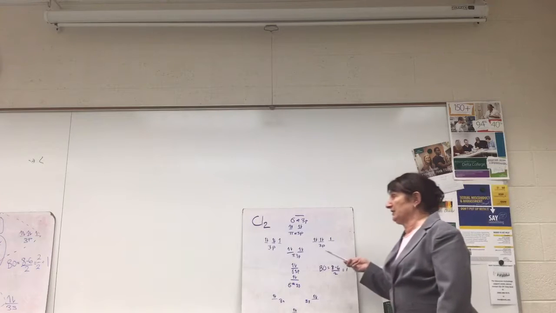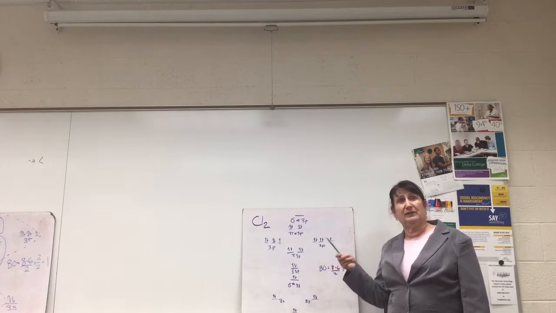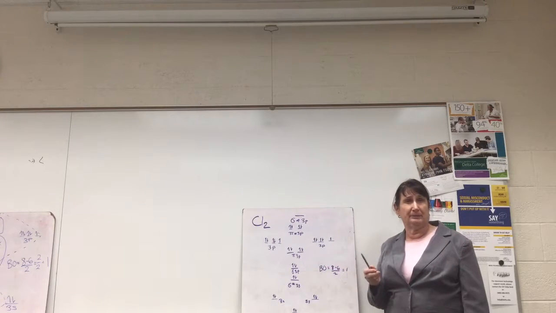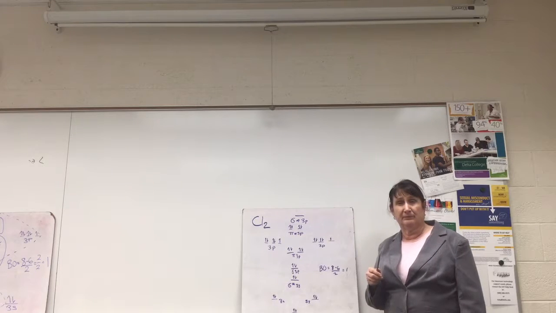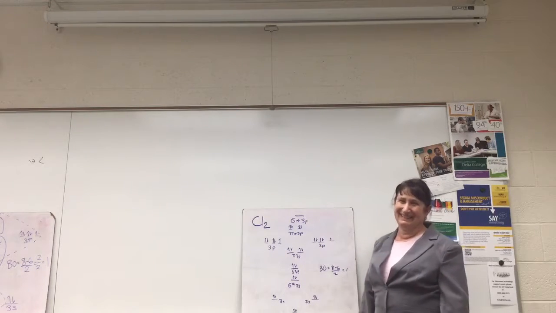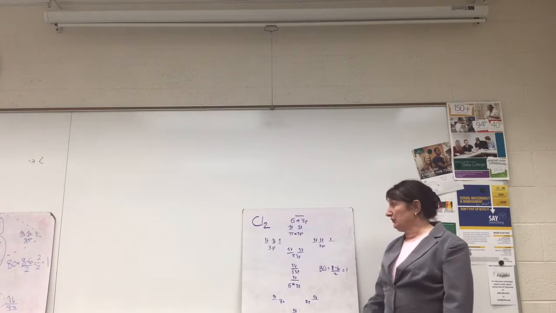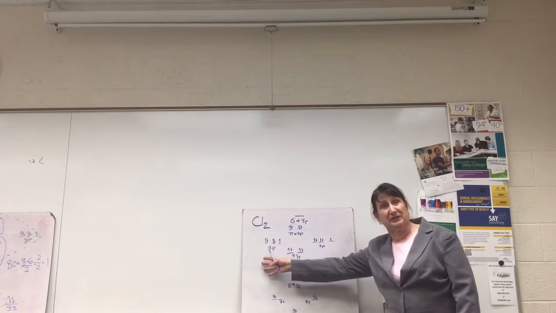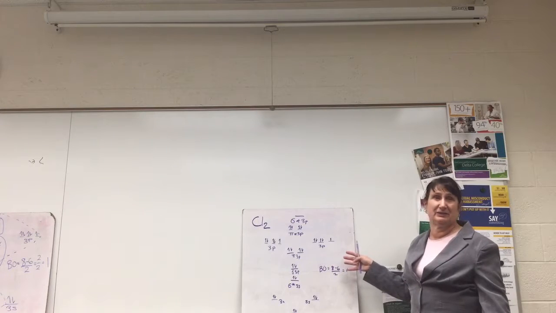Now, what if this was a heteronuclear molecule? What if it was carbon monoxide? What would you do? You do the same thing on the second energy level. You'd put carbon on one side with its 4 electrons and oxygen on the other side with its 6.